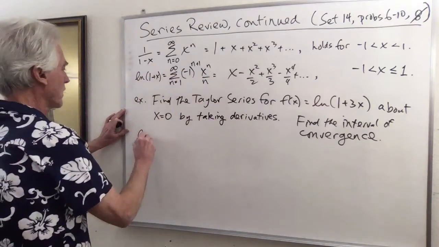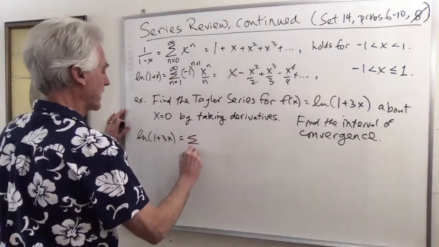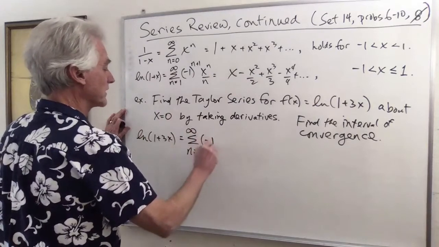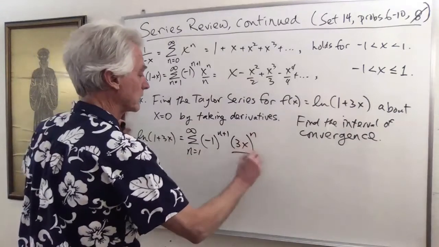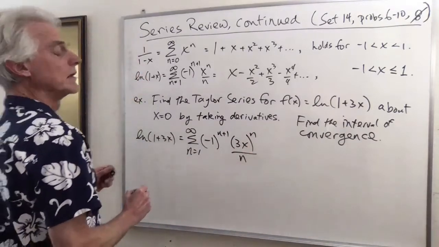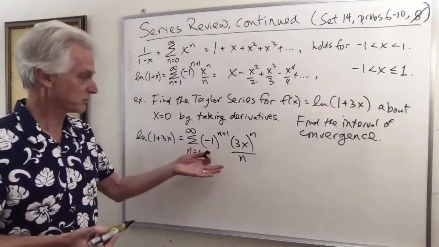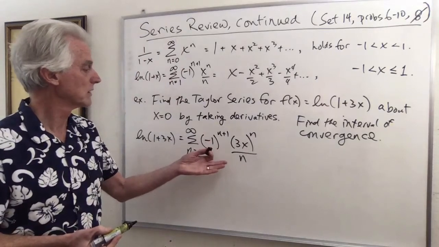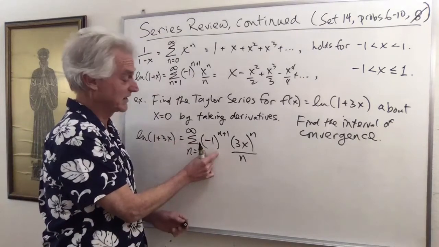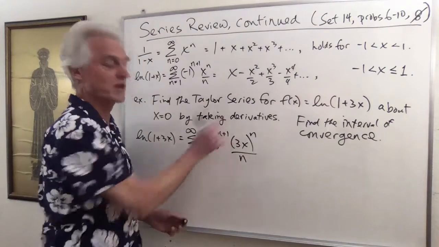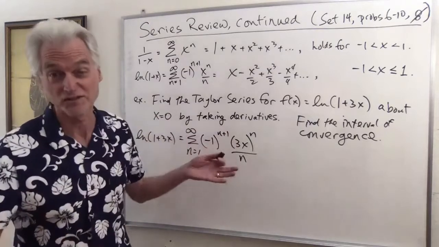So I get natural log of 1 plus 3x is going to be the sum from n is 1 to infinity of minus 1 to the n plus 1 times 3x all to the n over n. Okay? So that's actually the answer that WeBWorK wants for this problem. Actually, I got it wrong the first time because I forgot to put the minus 1 in parentheses, right? I want to take the whole minus 1 raised to the n plus 1. That's different from minus 1 to the n plus 1, which is always minus 1, right?